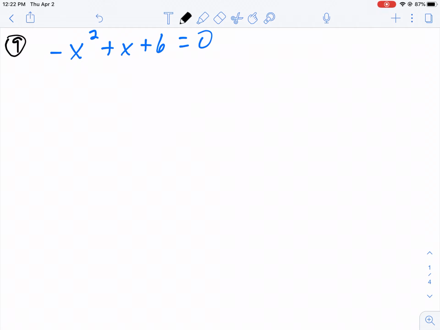Hello, I'm going to help you out on a couple of harder problems on 16.4 that people had a question on. And here's number 9.